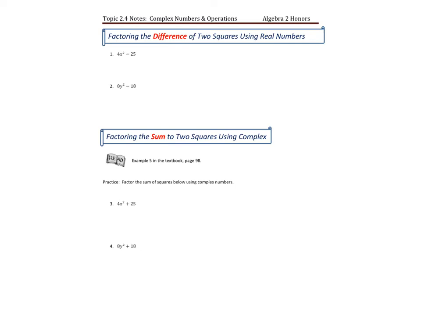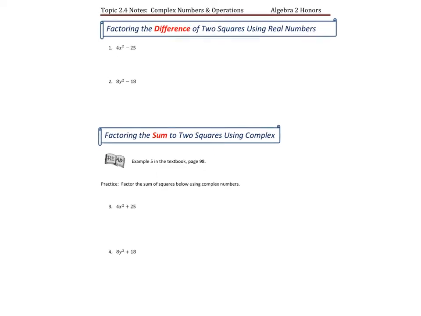This is Chapter 2, Section 4, Part 4. It's the last video in this section on imaginary and complex numbers. In this section, we're going to be factoring the difference of two perfect squares and also factoring the sum of two perfect squares. So let's get started.